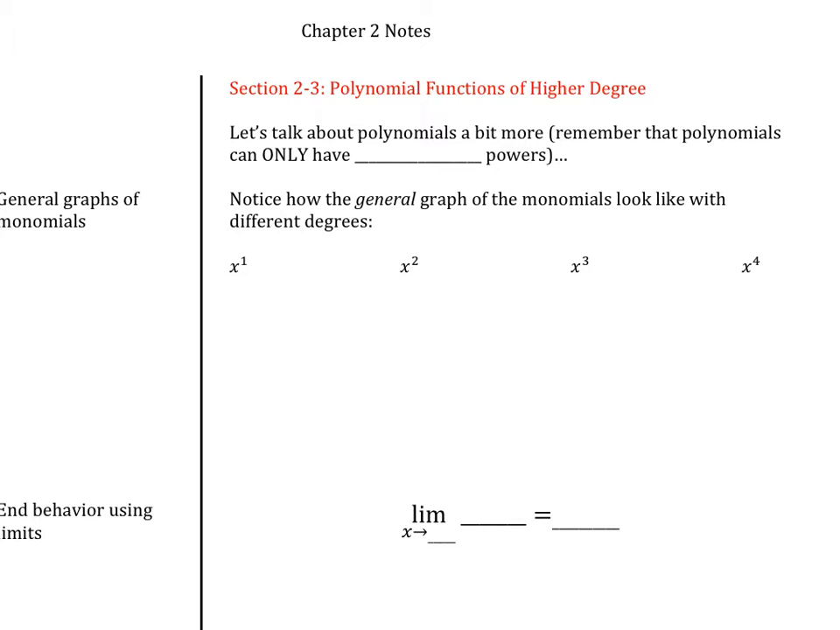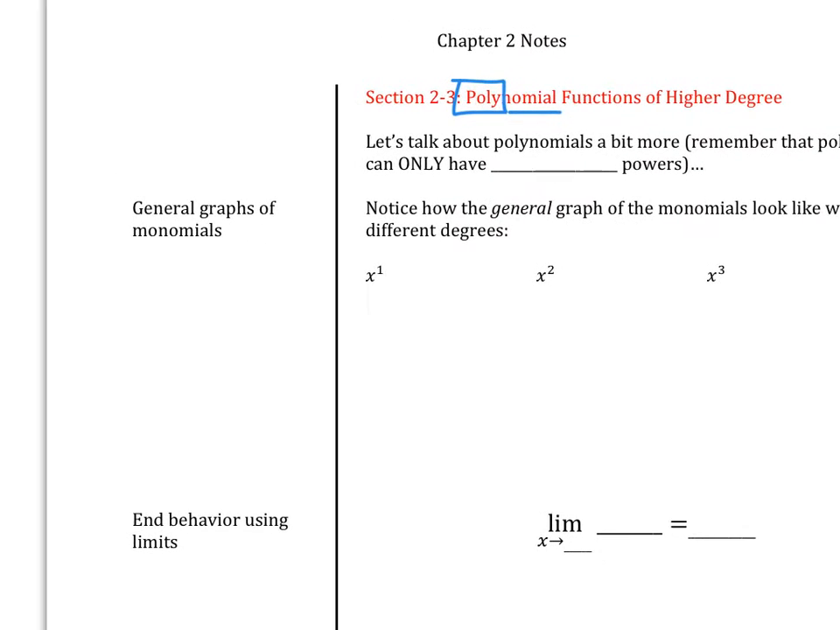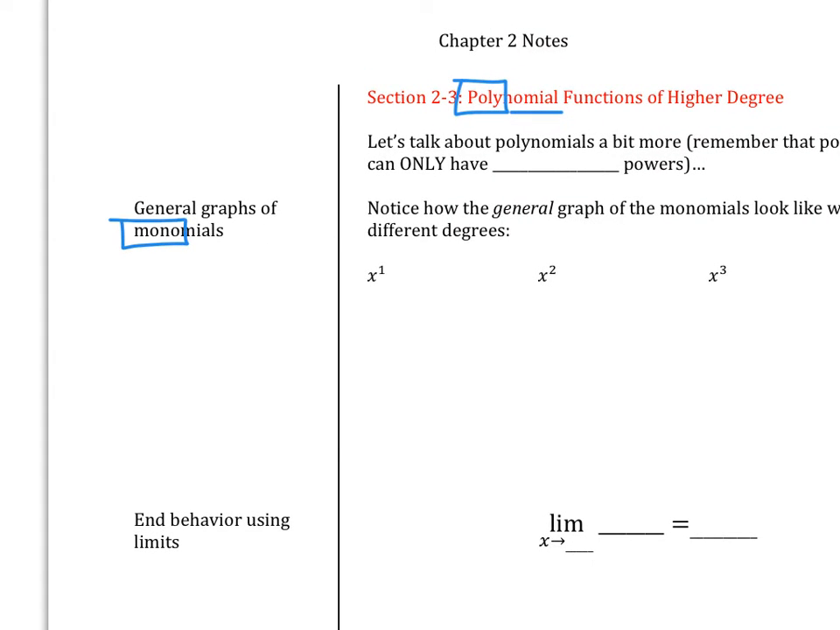In this section, we're going to talk about polynomials. Before we talk about polynomials, remember from last year, poly means more than one. Nomials or monomials. So before we talk about polynomials, we're going to talk about monomials. Monomials means one of them, before we talk about many.